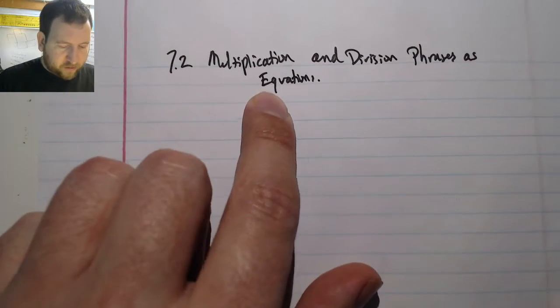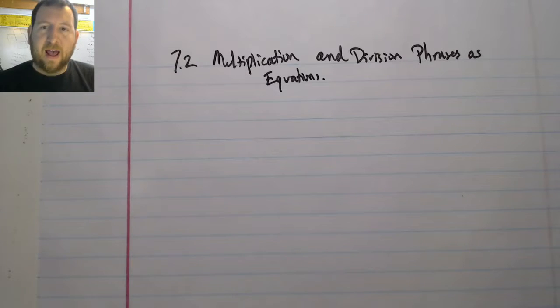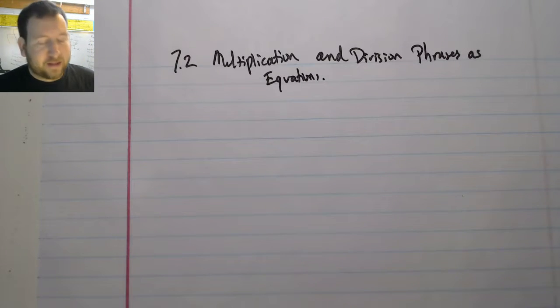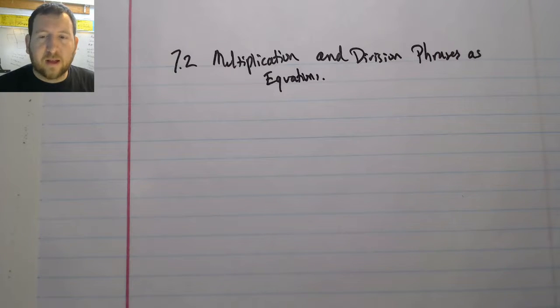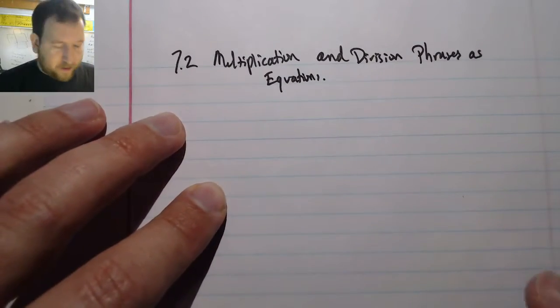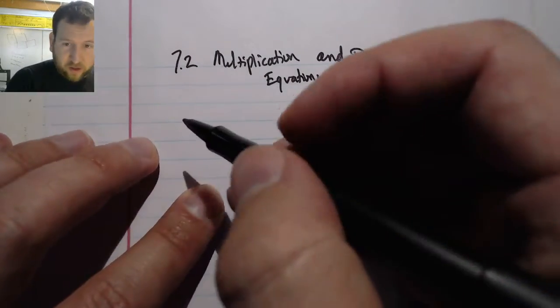All right, let's go on to section 7.2, multiplication and division as phrases for equations. So this section is going to be pretty much the same as the last section, except we're going to be talking about some multiplication phrases and some division phrases. So let's skip right to that part, because that's the part that's going to be more useful.